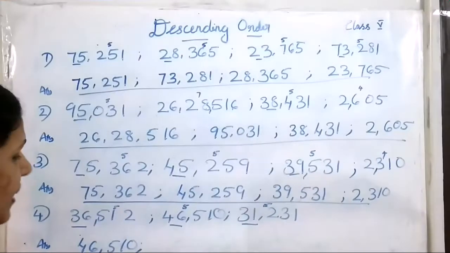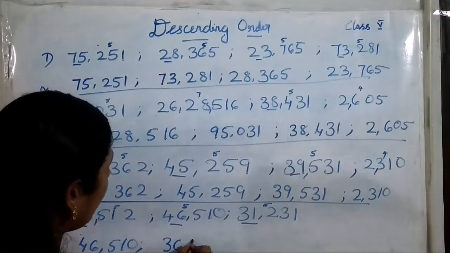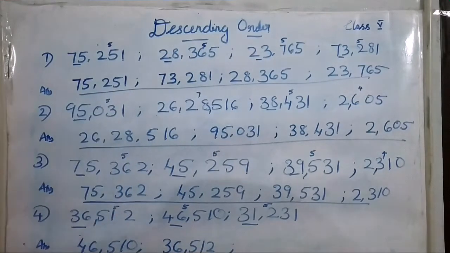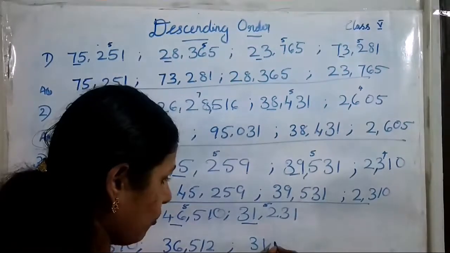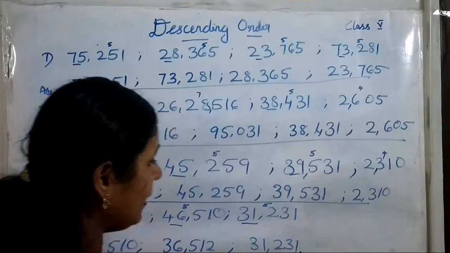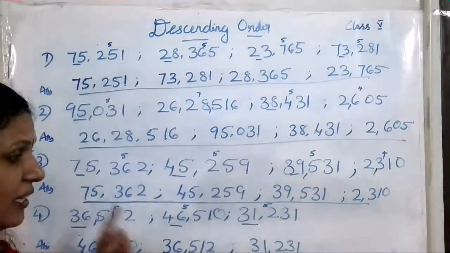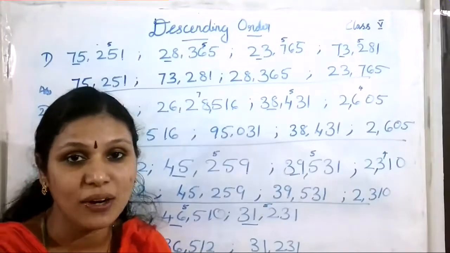Which is the bigger one? 36. So 36,512 in the second place and the last place the number is 31,231. All of you understood how to arrange the numbers in descending order?